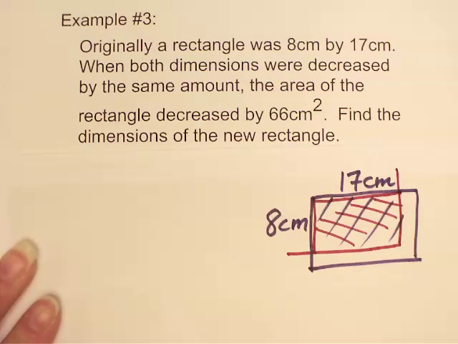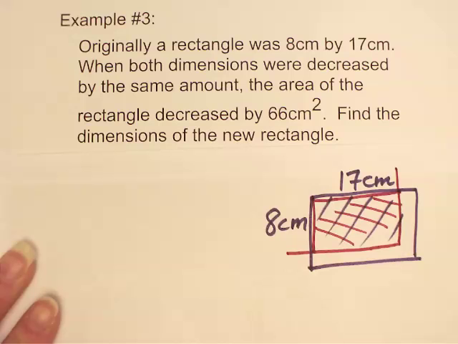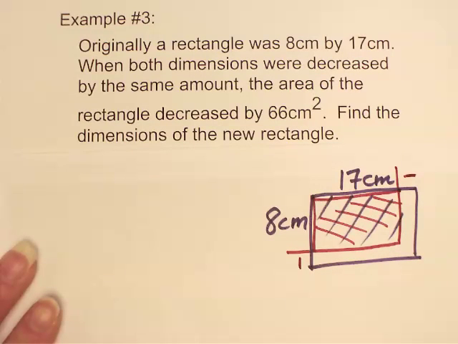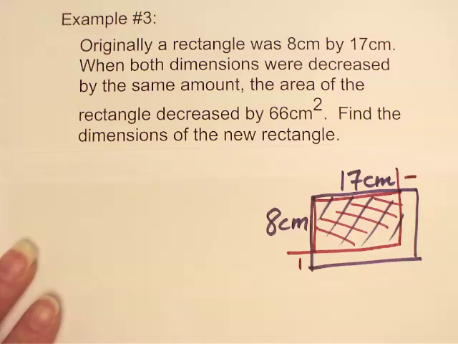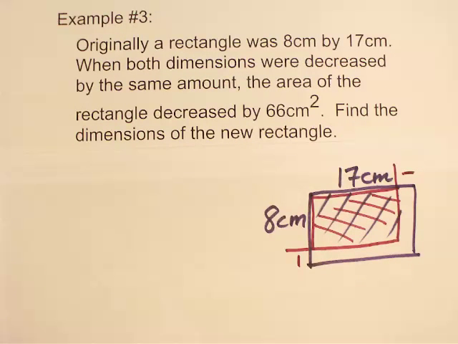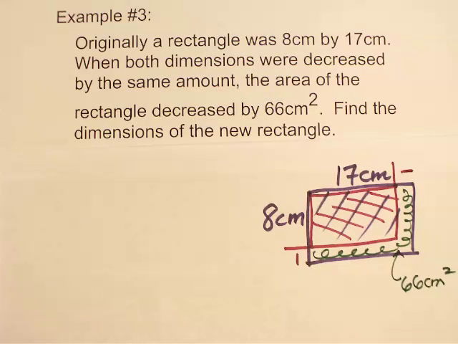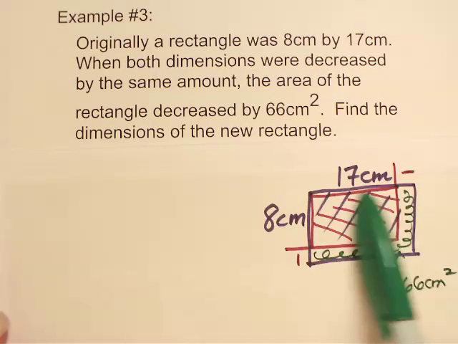When both dimensions were decreased by the same amount, we don't know that amount, the area of the rectangle decreased by 66 centimeters squared. In other words, the part that I cut off, this part here, was 66 centimeters squared. Now I need to find the dimensions of the new rectangle, the smaller one that's in here.